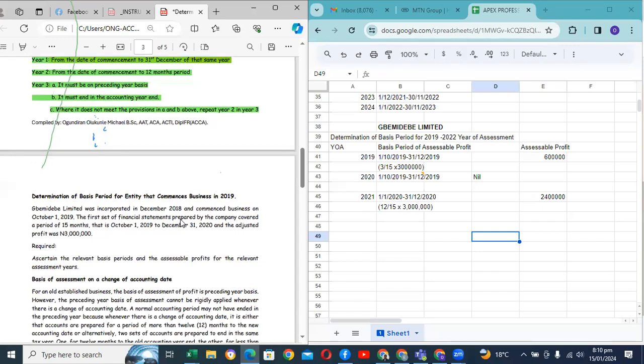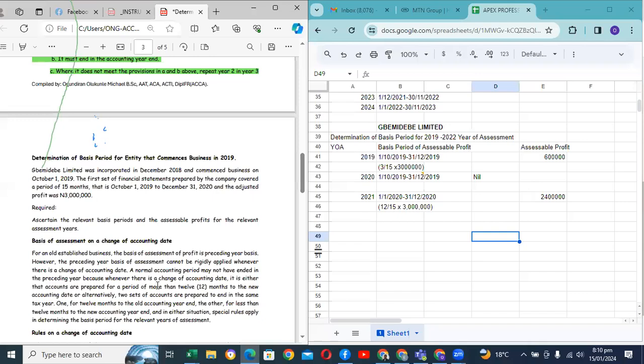Now, let's move to the next one. Changes in accounting date. Sir, please, can you explain that again? What I'm doing is I'm bringing the 3 months portion of 15 months, and I'm bringing the balance 12 months portion of 15 months. All right. Please avoid Gina this time. Gina is dangerous. Sir, please, can I ask a question? Yeah, please go ahead.